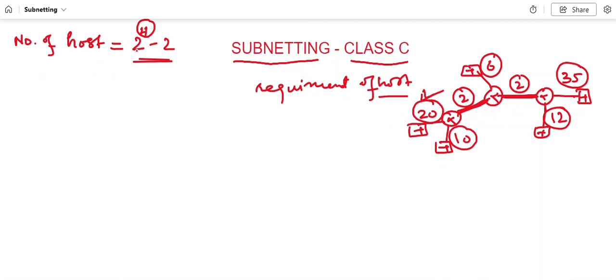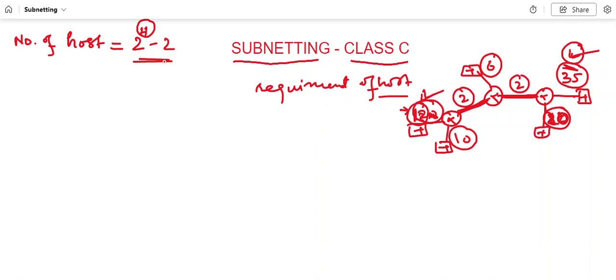So now we have the formula 2 power h minus 2, and our requirement. We will start from the biggest network, and that is this one, 35 hosts. Then we will come to the other requirements given here. Let's say this is 35, I will make it 20, because with the same router it will be easy for you. And here let's say this is 12. So the requirement is 12 here, and I made this one 20.